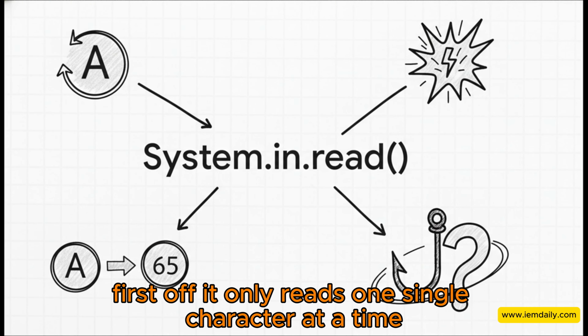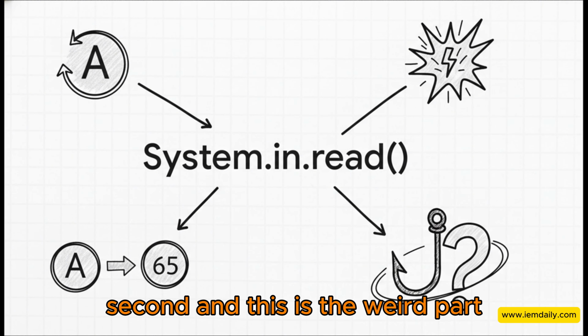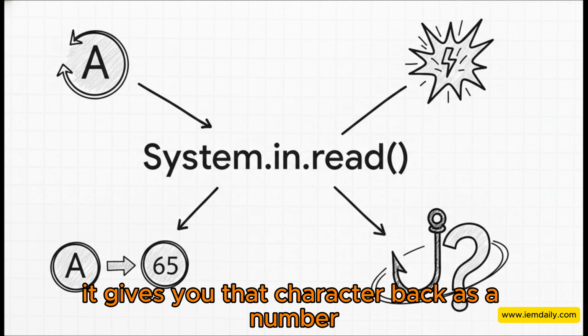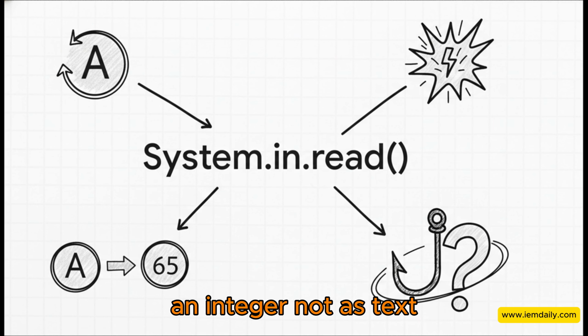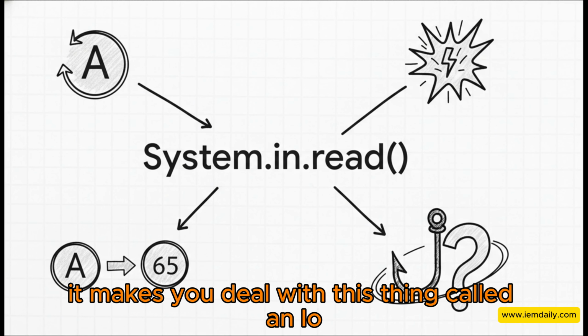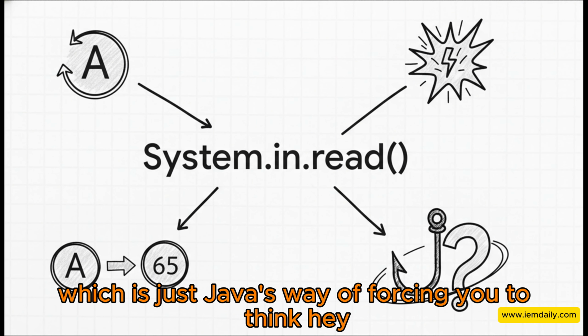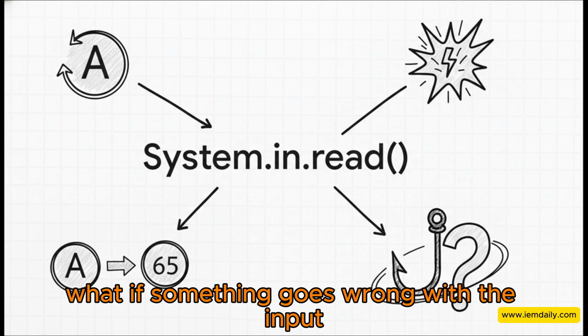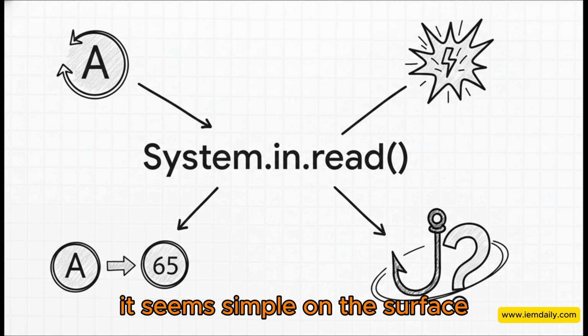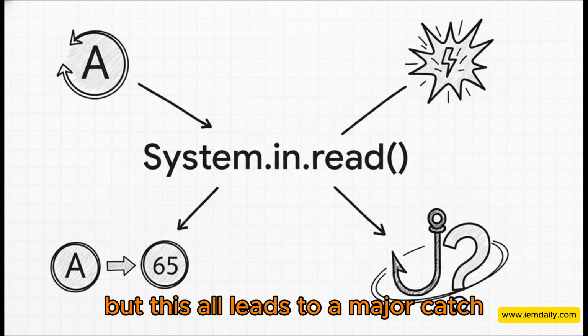Okay, so here's the deal with System.in.read. First off, it only reads one single character at a time. Second, and this is the weird part, it gives you that character back as a number, an integer, not as text. And third, it makes you deal with this thing called an IOException, which is just Java's way of forcing you to think, hey, what if something goes wrong with the input? It seems simple on the surface, but this all leads to a major catch.